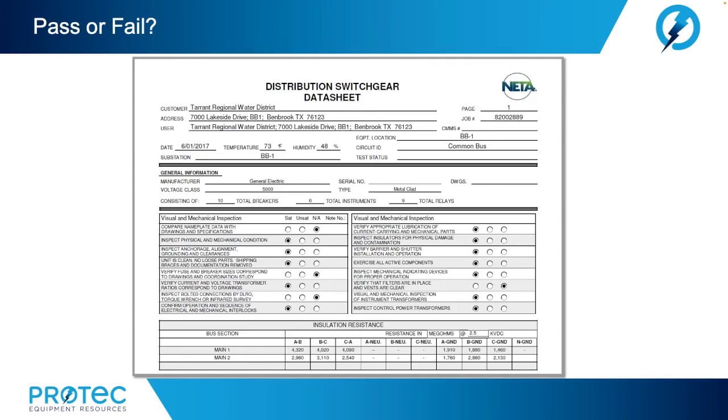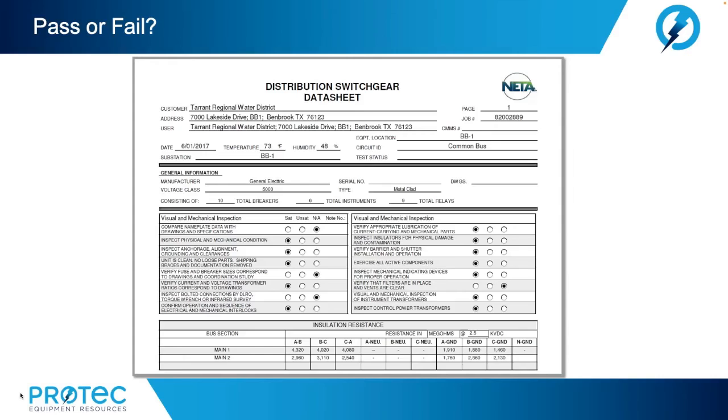All right, now here we see a distribution switchgear data sheet. But as part of the distribution switchgear data sheet, it also has an area for insulation resistance measurements of the bus sections. A to B, B to C, C to A, A to neutral, B to neutral, C to neutral, A to ground, B to ground, C to ground, and neutral to ground, and so forth. Okay? Now, here we see that this voltage class is, I believe, 5,000 volt class. Yes, here we go. 5,000 volt class system.